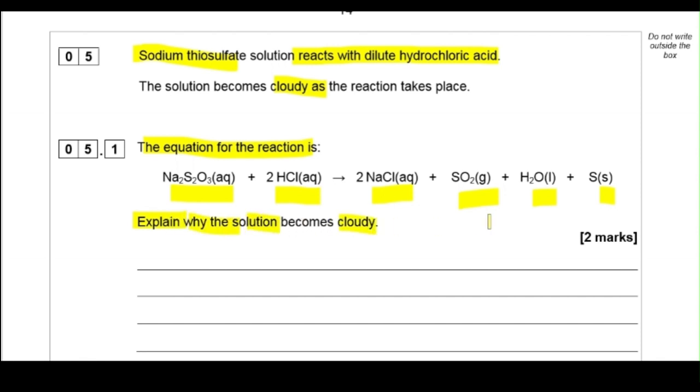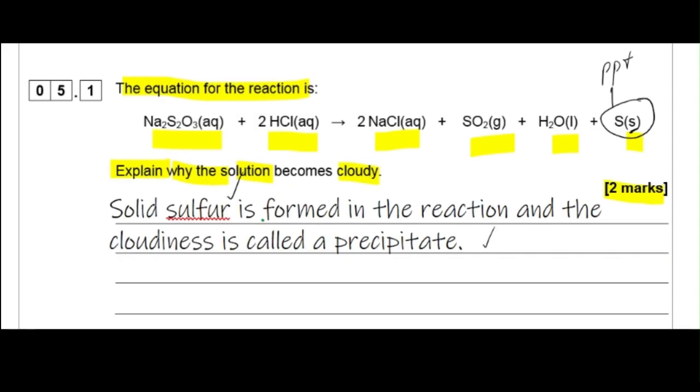The key to the question is this part of the equation here, the sulfur. And if you look in the bracket, there is an S, which means solid. And that means that solid sulfur forms something called a precipitate. So in order to get 2 marks for this question, you must write down that solid sulfur is formed and that the cloudiness is due to something called a precipitate.